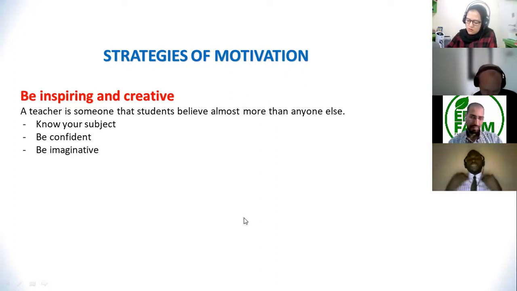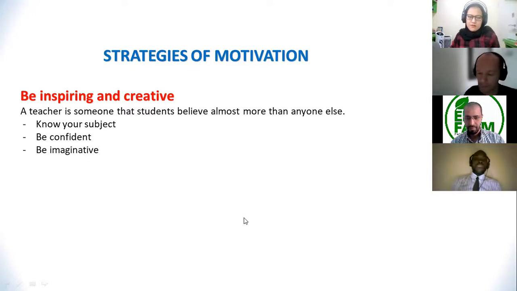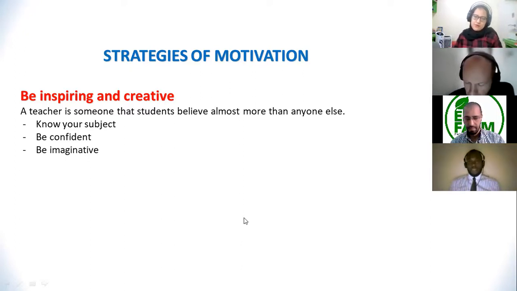And be imaginative. Being imaginative, you're not going to say the same thing over and over. You should have different ways of saying that thing. For example, today we're going to deal with the simple present. Maybe today I'm going to give the rules, the definitions, and some examples.